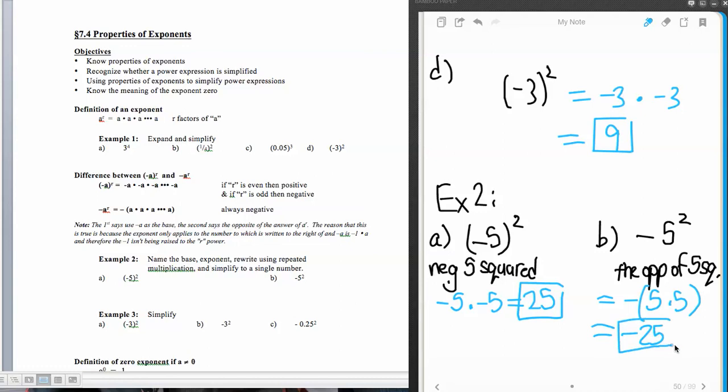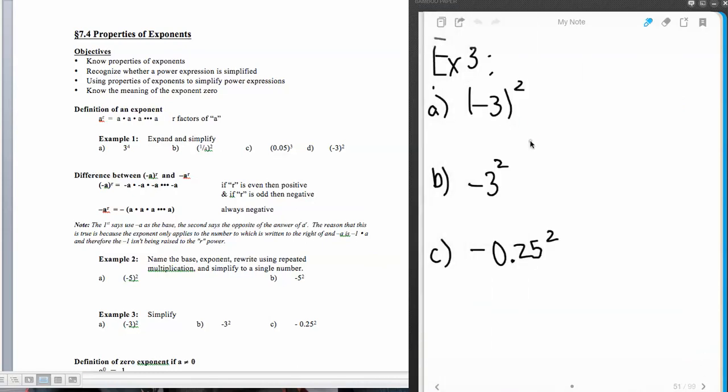The reason that this is so is because, remember, you can always slip in a -1. If I slip in a -1 here, -1 times 5 squared, you see very clearly what's going on. Underneath here we would need the power rule to understand that, but simply said, the -1 is not squared, only the 5 is. All right, moving along. We have some examples of this.